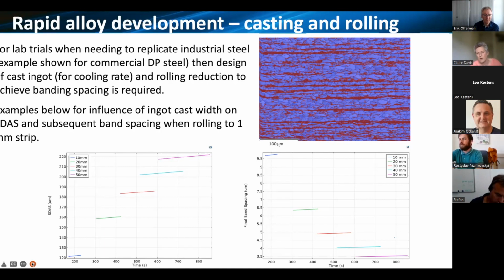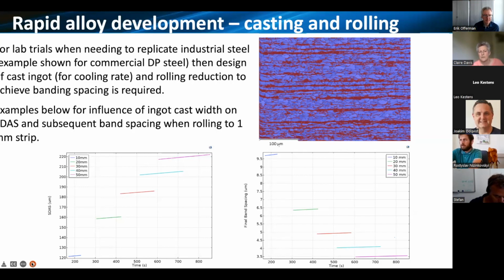Model those for thermal transfer so we can understand the cooling rates, carry out lab experiments to make sure we can verify that to get the secondary dendrite arm spacings. And so the bottom left graph there shows the secondary dendrite arm spacing for a DP steel, in this case, for different mold thicknesses. So in other words, our cast ingot.